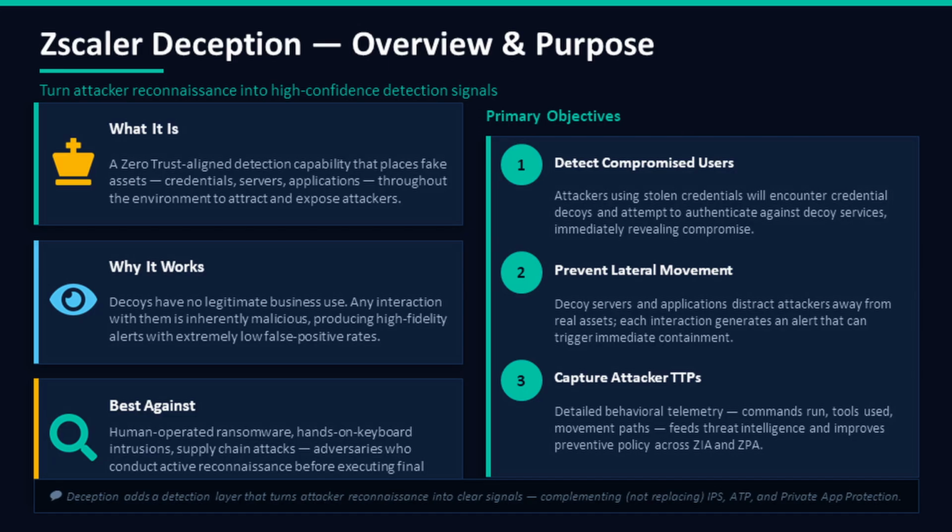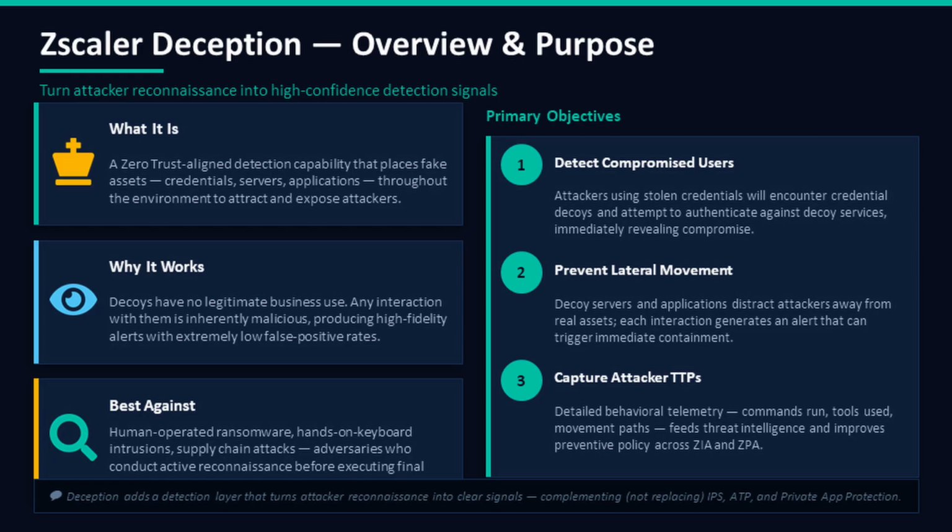Most security tools are reactive in some sense. They inspect traffic, match signatures, analyze behavior, but they're waiting for something to happen and then trying to identify it. Deception turns this around. Instead of waiting for attackers to touch real assets and hoping the signals are strong enough to detect, deception proactively places attractive but entirely fake assets throughout the environment: credentials, servers, applications, configuration files, and waits for attackers to interact with them.